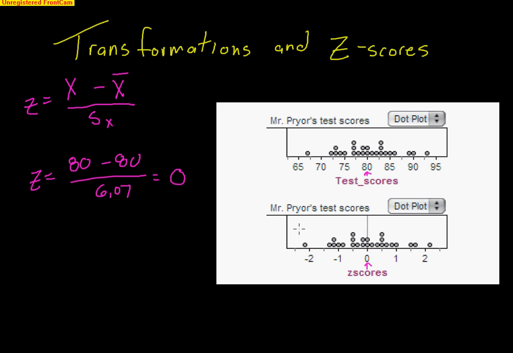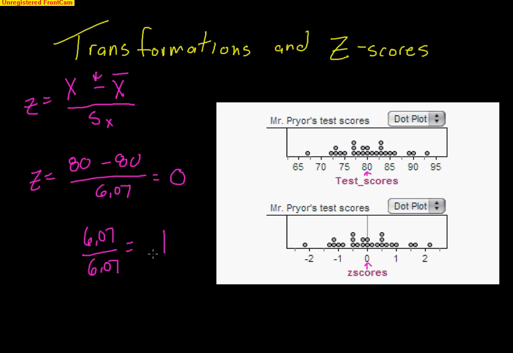Now, let's talk about how standard deviation gets affected. Remember, standard deviation doesn't get affected by addition or subtraction. So this subtraction right here in the formula doesn't matter with standard deviation. Only the division matters. So if I take 6.07 and divide by 6.07, I get 1.